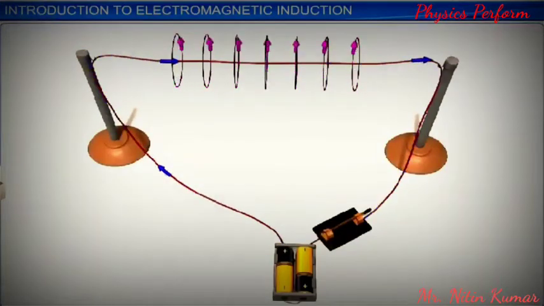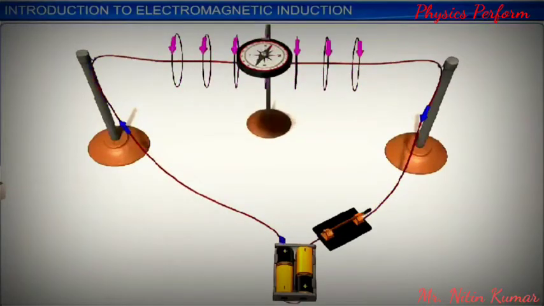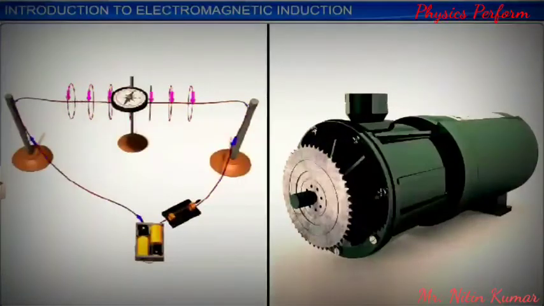In this setup, an electric current passing through a conductor produces a magnetic field, which can be observed through the deflection of a magnetic compass needle placed near the conductor. This proves that moving electric charges produce magnetic fields. Electric motors work on this principle.